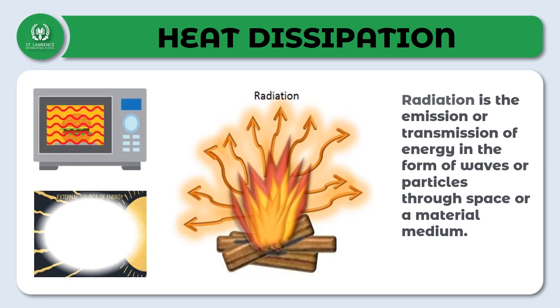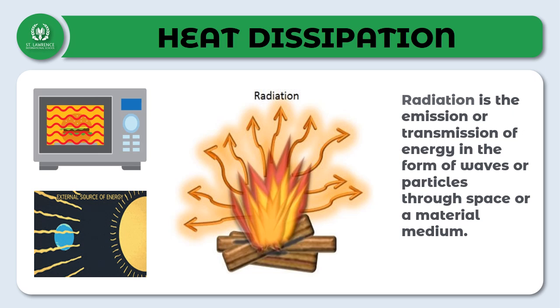The most common example is the heat we feel from the sun, which travels through space to reach Earth. Here the objects that are warmer emit more radiation, and this energy can be absorbed by the other objects, causing them to heat up. So this is how radiation takes place, children.